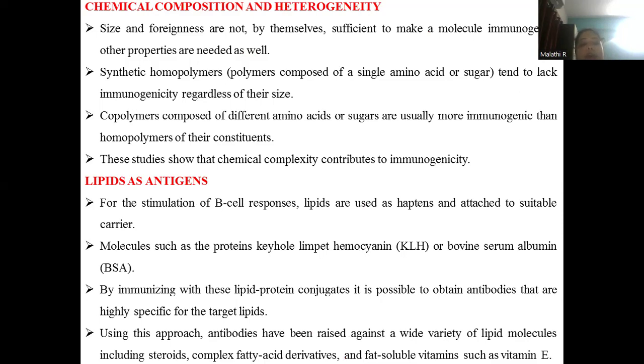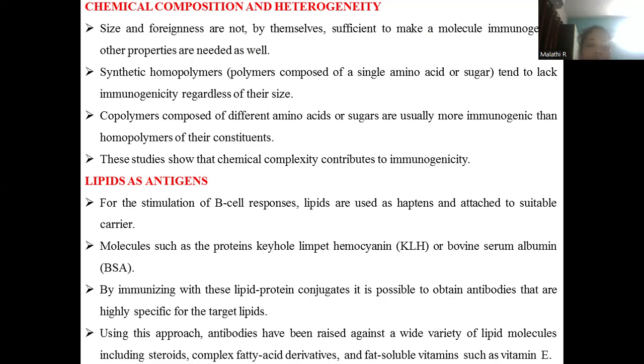Homopolymers, which are made up of the same amino acid or the same sugar, lack immunogenicity regardless of their size. As we discussed, if the molecular size is larger it will generally be immunogenic, but though they are larger in molecular weight, homopolymers lack immunogenicity. Whereas copolymers, which are composed of different amino acids or different sugars, are immunogenic when compared to homopolymers. So studies show that chemical complexity contributes to immunogenicity.